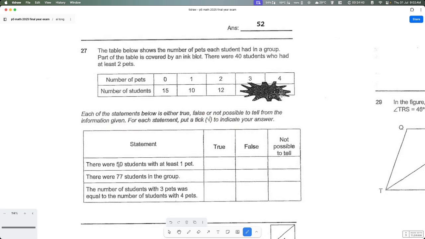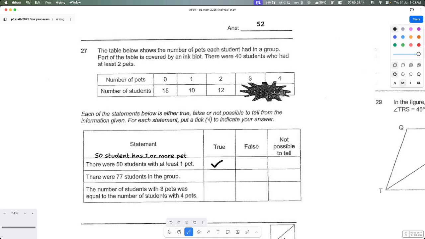Okay, so in this case, it says here there were 50 students with at least 1 pad. So that means 50 students have 1 or more pads. Okay, so is this correct? Yes, it's true because we have 40 students who had at least 2 pads. So 40 plus 10, and this will give us 50. So in this case, this is true.